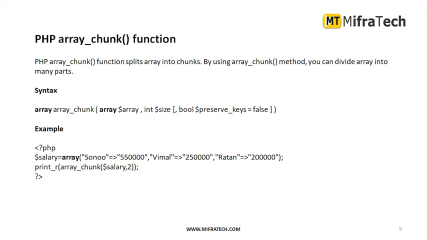Printing a statement array_chunk of the salary, comma 2. It will print 2 at a time: 50,000 and Vimal 25 lakhs. It will print them divided.